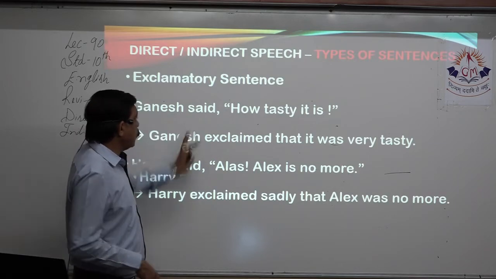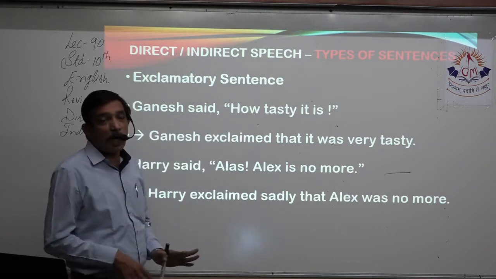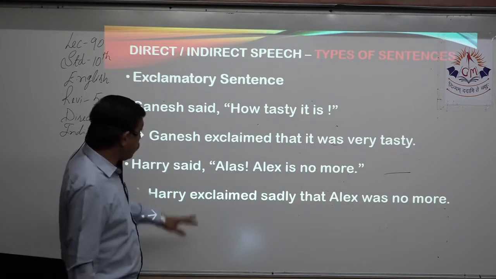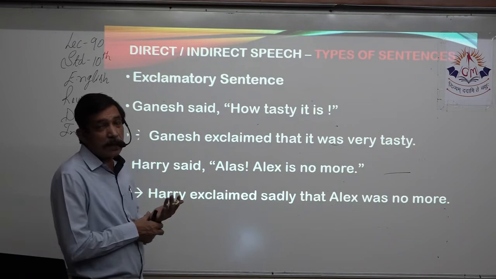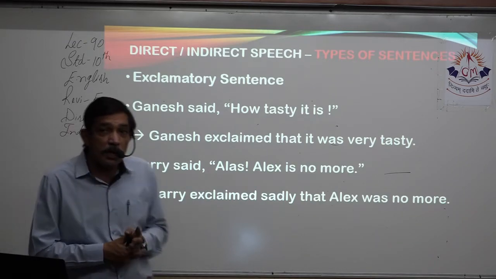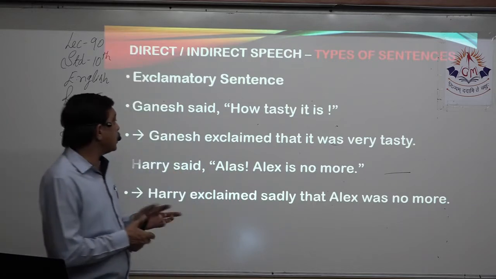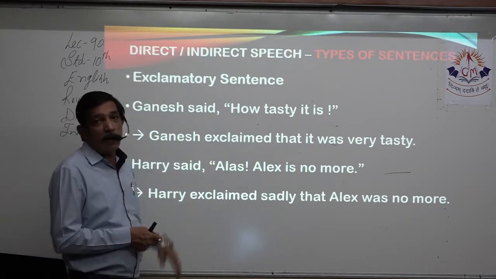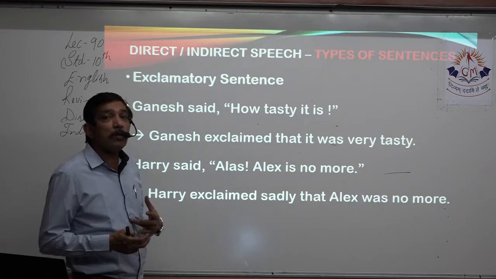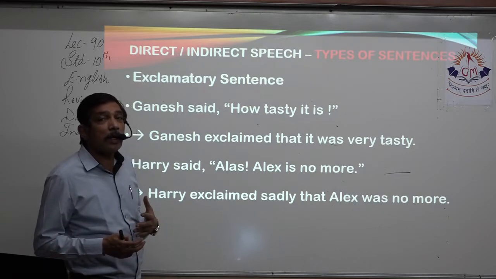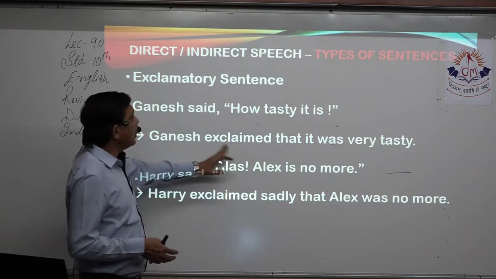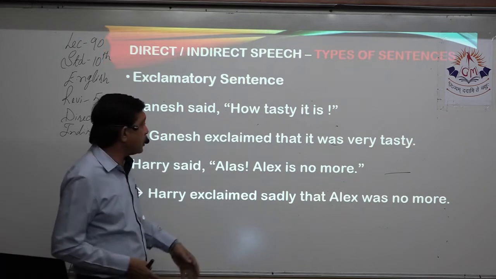So, Ganesh said, and now there is an exclamation mark over there. You can use the word "exclaimed," right? Because then only it tells us that the dialogue was in an exclamation form. If you say "Ganesh said," then the reader will not be able to understand the proper mood of the sentence or in which form the sentence was, right? So we use "exclaimed." Ganesh exclaimed. The rest of the things fall as it is.